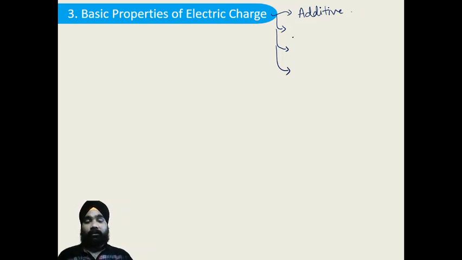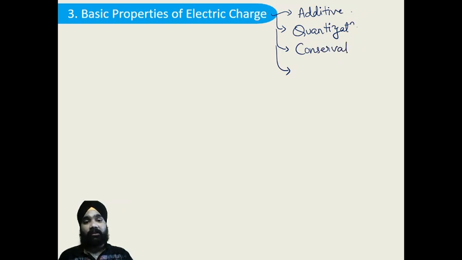The next one we are going to learn is the quantization of charges. That means if we are adding the charges, it is a discrete nature. Discrete nature means it will be increased by a certain defined amount, and that is 1.6 into 10 raised to the power minus 19 coulombs. The next one is the property of conservation of charges.